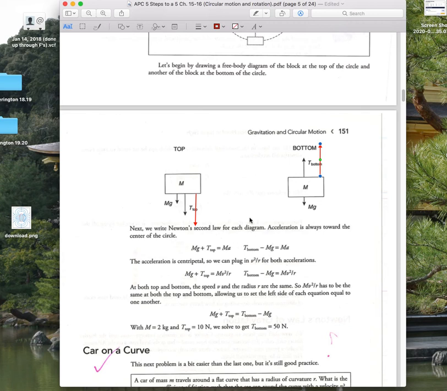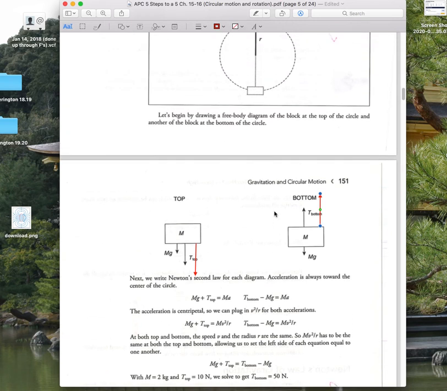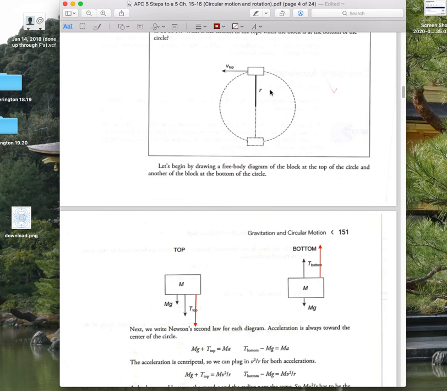You have a critical velocity, which is the least possible speed this could go and stay on a circular path when the centripetal acceleration is 9.8 meters per second squared. And if that's true, that means your tension up here would be 0, and your tension down here would be equal to 2 mg.